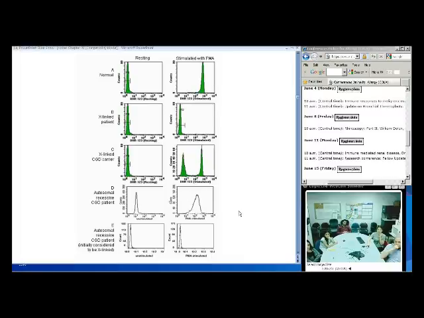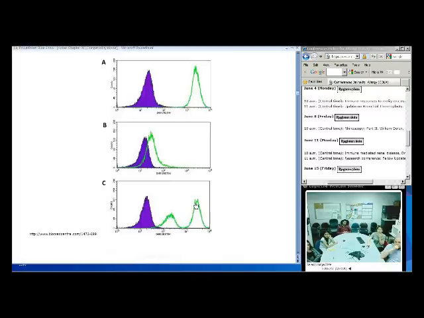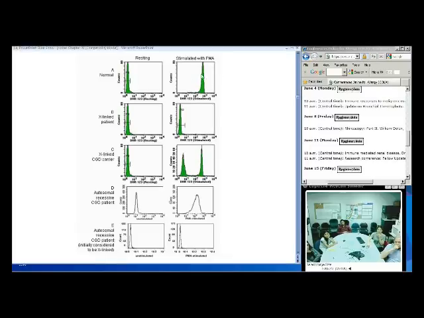Okay, so this is the same thing, some more examples. Instead of overlaying two graphs, like in this example, they've separated the two graphs so you're seeing them side by side instead of on top of each other. So this is a normal individual who's had dihydrorhodamine put into their cells and unstimulated.